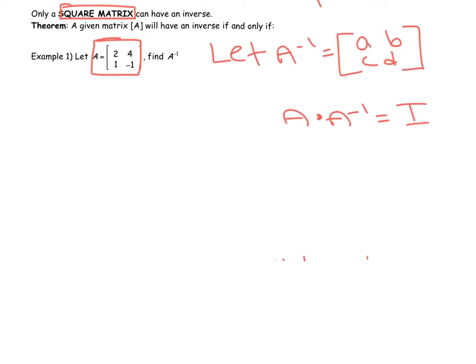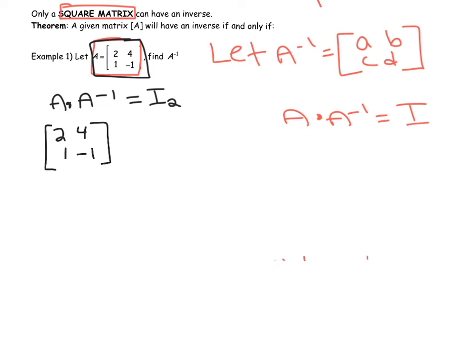So let's get to it. We have A times its inverse is going to be the identity. And we're dealing with the 2 by 2, so that's I sub 2. Well, we know A. A is equal to 2, 4, 1, negative 1. We don't know the inverse. That's what we're going to find. So we're just coming up with variables.